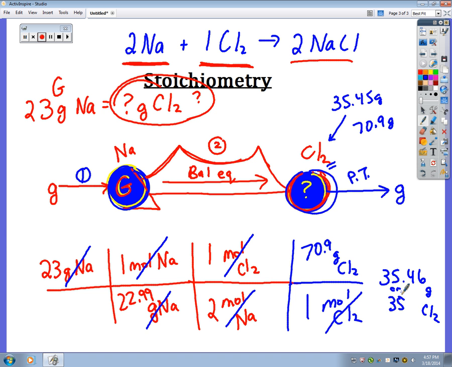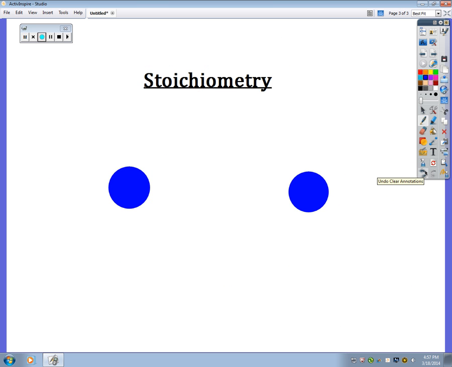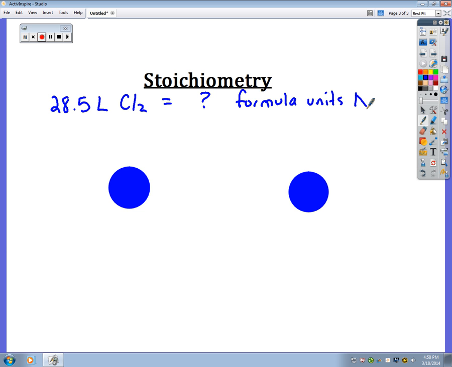Getting easier? Let's try another one. Let's try going from 28.5 liters of chlorine equals how many formula units? There's a new one. Of sodium chloride. And if you remember, sodium chloride is an ionic compound, and so we're calling it formula units. Here's my balanced equation. Remember, they have to give you one, or you have to be able to write one and then balance it.